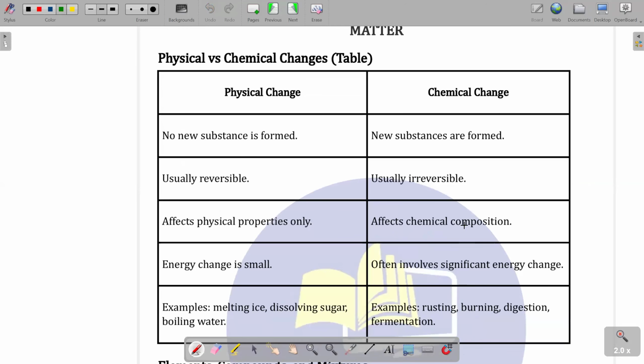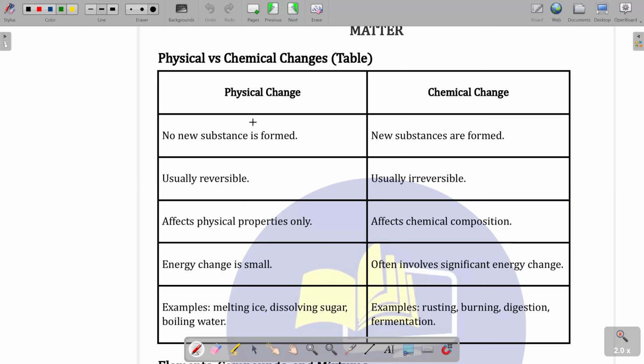Now let's move on. It is important at this point for us to discuss the concept of physical and chemical change. When we say physical change, what do we mean? And when we say chemical change, what do we mean? Okay, physical change majorly involves change of state, for example, the states we just discussed now. No new substance is formed.